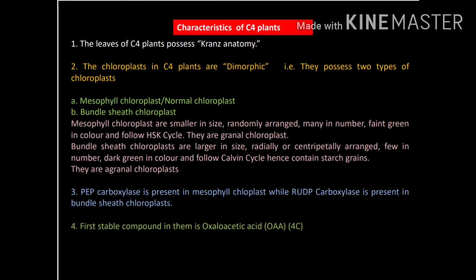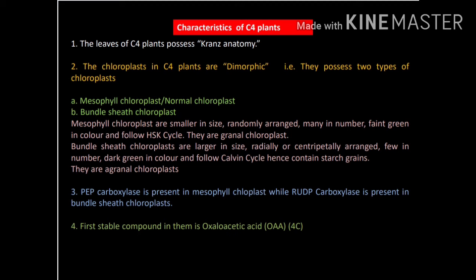Characteristics of C4 plants. The first characteristic, that is, the leaves of C4 plants possess Kranz anatomy. That means there is a presence of two types of chloroplast, that is the mesophyll cell chloroplast and bundle sheath cell chloroplast. Second, the chloroplasts in C4 plants are dimorphic. That means they possess two types of chloroplast. The mesophyll chloroplasts are smaller in size, randomly arranged, many in number, faint green in color, and follow the HSK cycle.